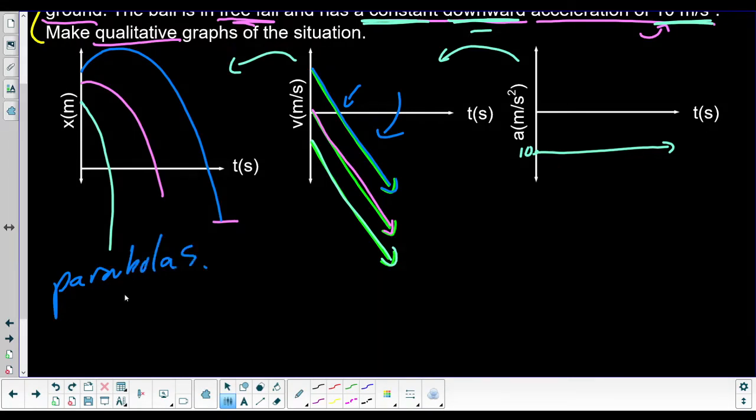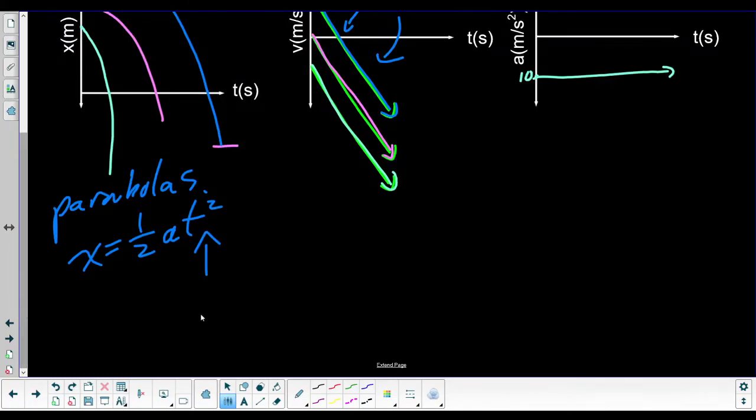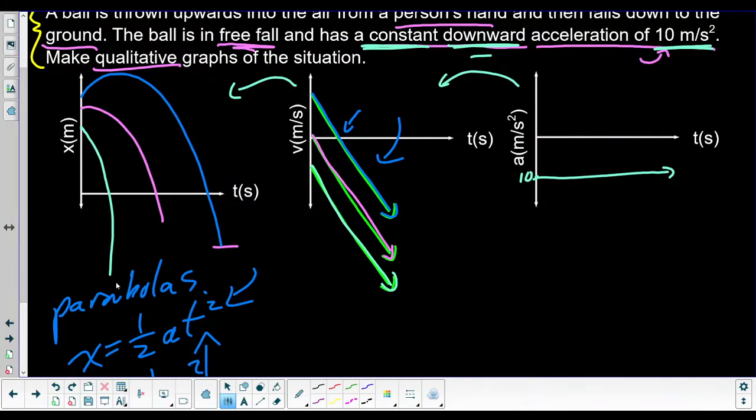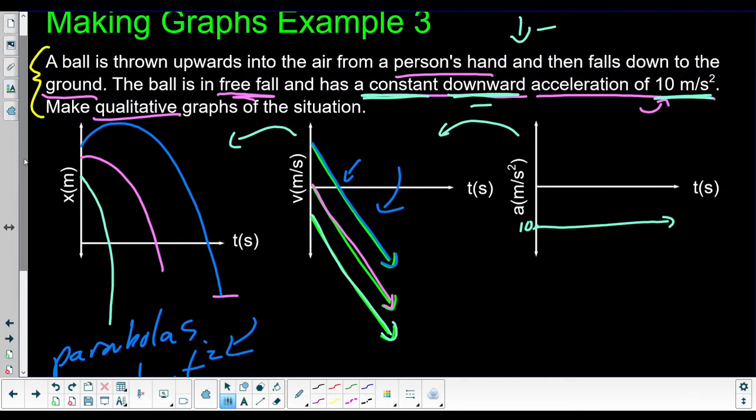Okay. This makes sense because we have x equals 1/2 acceleration times time squared. What happens when you have a squared in math? Y equals 1/2 some number x squared. This thing's a parabola. This thing's a parabola too. So because we're graphing a quadratic function, we should get some parabolas. And these look kind of parabola-y, right?